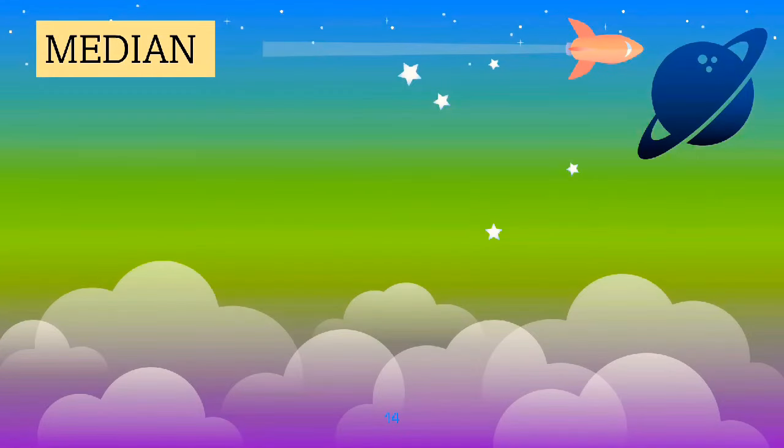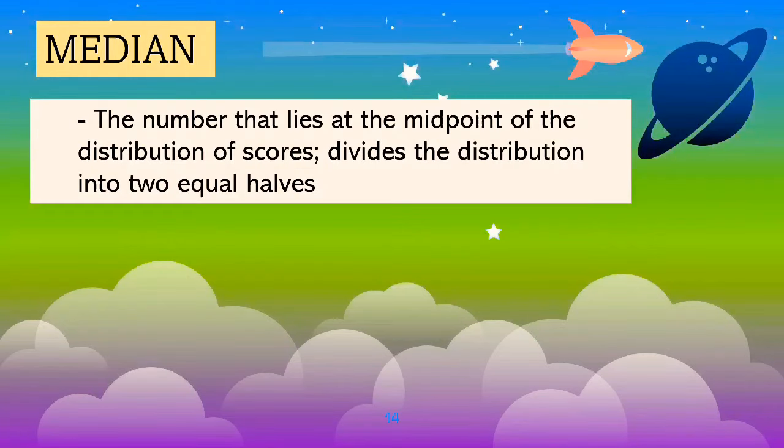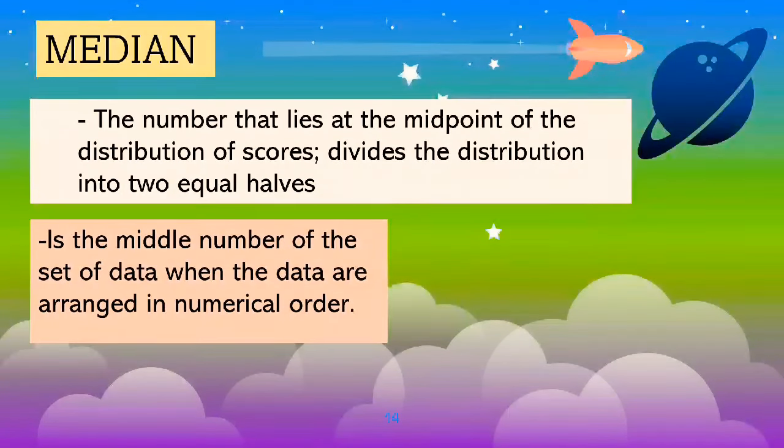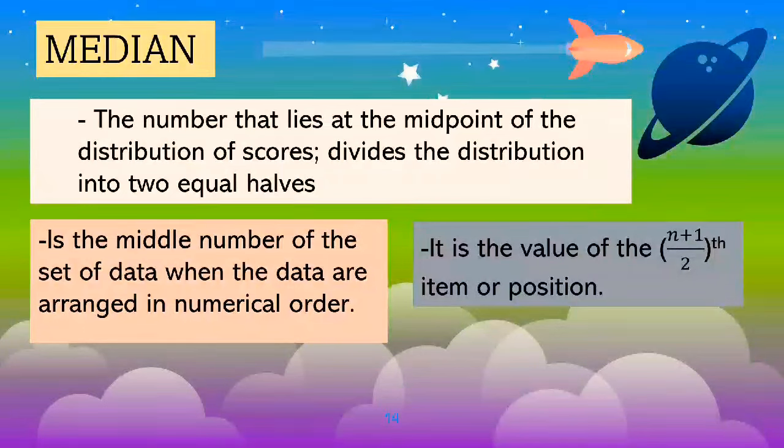Upon knowing the first measure of central tendency, let's get to know the second measure of central tendency, and that is median. When we say median, it is the number that lies at the midpoint of the distribution of scores. It divides the distribution of scores into 2 equal halves. It is also the middle number of the set of data when the data are arranged in numerical order. And it is the value of the n plus 1 over 2 item or position.